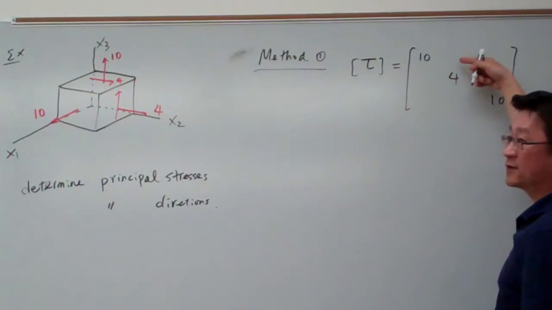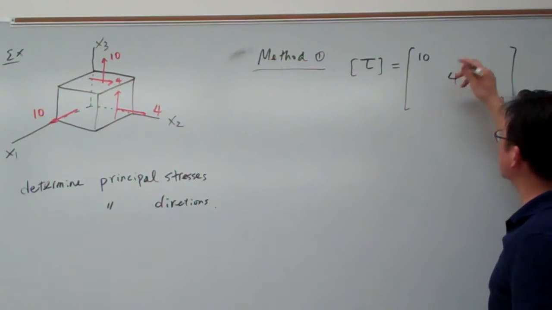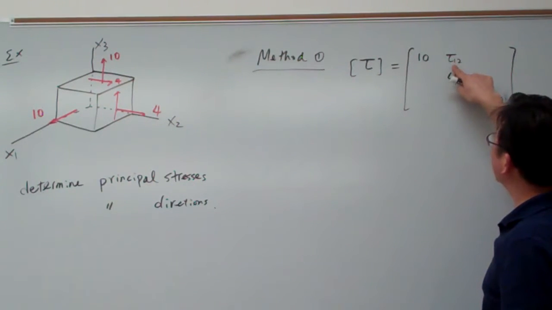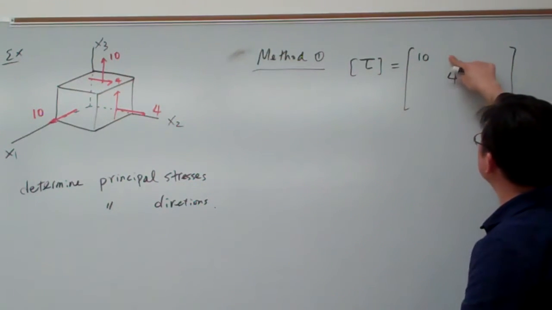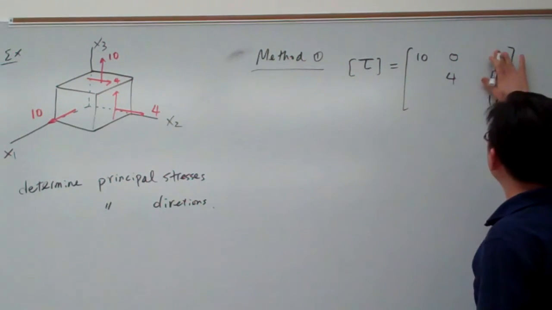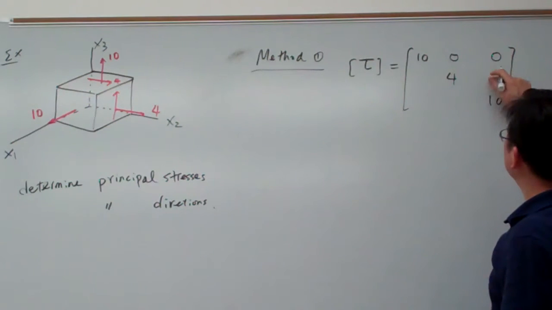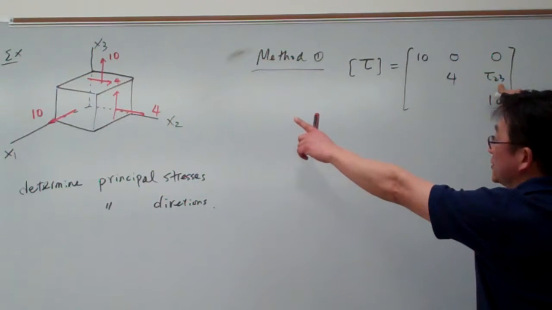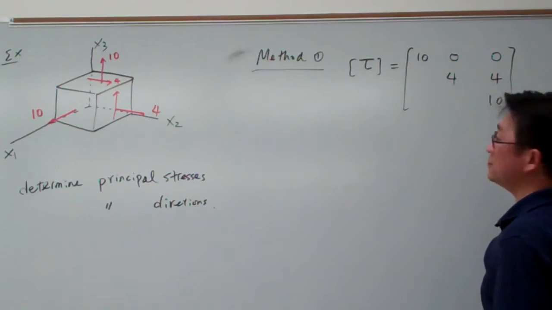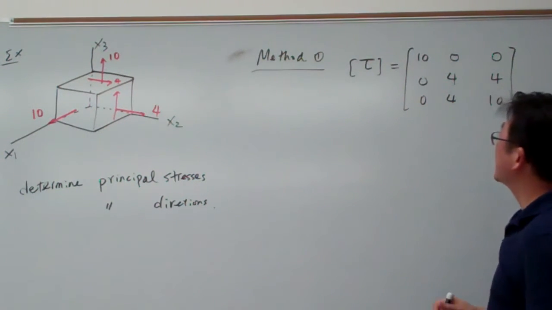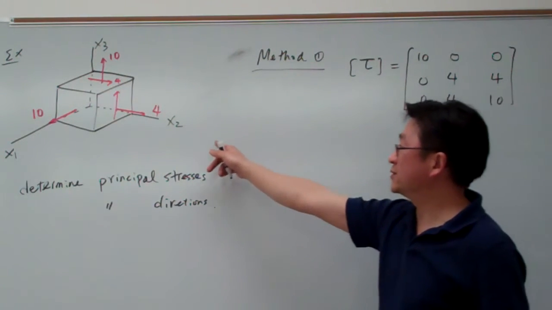Okay, now the off-diagonal elements, those are the shear stresses. And here for symbols, this is tau 12, in one plane pointing to the 2 direction, so this is 0. And this is tau 13, in one plane pointing to the third direction, so this is 0. This one is tau 23, in 2 plane pointing to the third direction, so this is 4. And this is symmetric, so this is 0, 0, 4. You have to write this down per the coordinate system we are given.